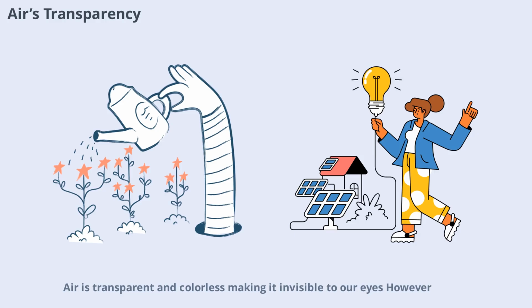Air is transparent and colorless, making it invisible to our eyes. However, its presence is felt through its effects such as movement, breathing, and supporting life. The transparency of air allows sunlight to reach us, supporting photosynthesis and warming the earth.